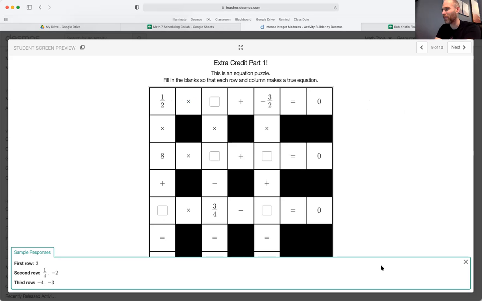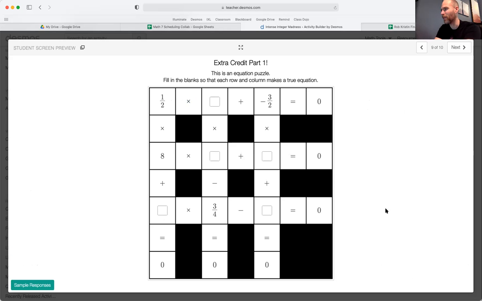All right, so it says the first row is supposed to be 3. Let's see. 1/2 times 3 is 3/2. Oh, and then when you add that to negative 3/2, it equals 0, right? Those are additive inverses. All right, I think I understand this a little bit better now.